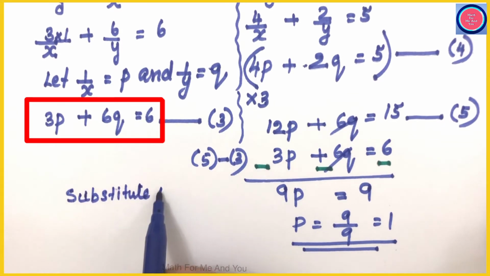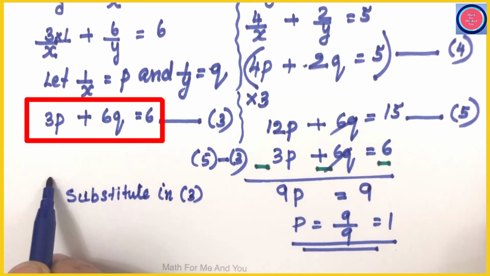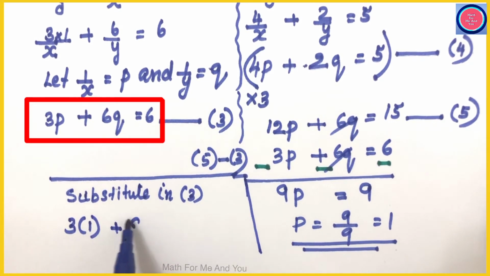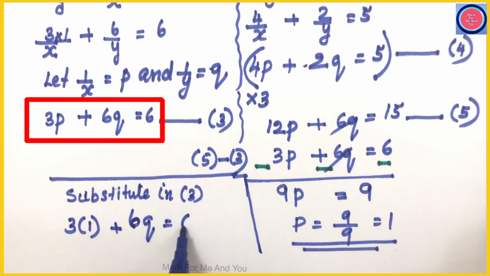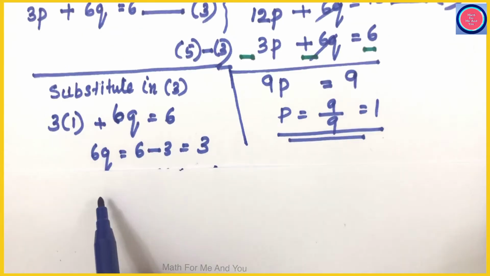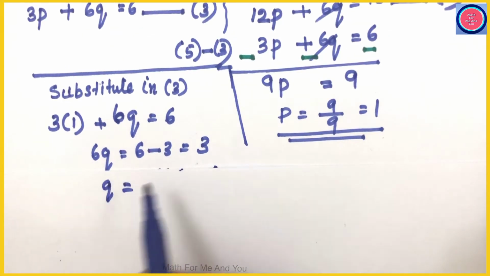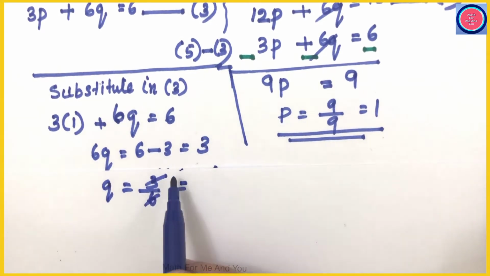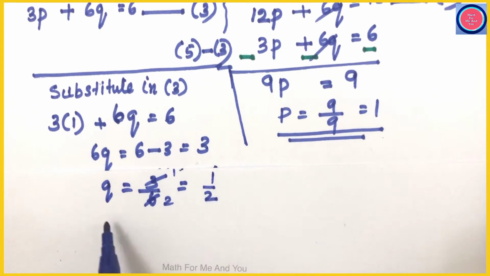Substitute the value of p in equation number 3. Equation 3, please have a look. It is 3p plus 6q equals 6. So we are going to write 3 times 1 plus 6q is equal to 6. 3 we can move to the right side, it becomes minus 3. 6q equals 6 minus 3, that is 3. What is the value of q? q equals 3 divided by 6. We can cancel 3 from numerator and denominator, then we get 1 over 2. q equals 1 over 2.